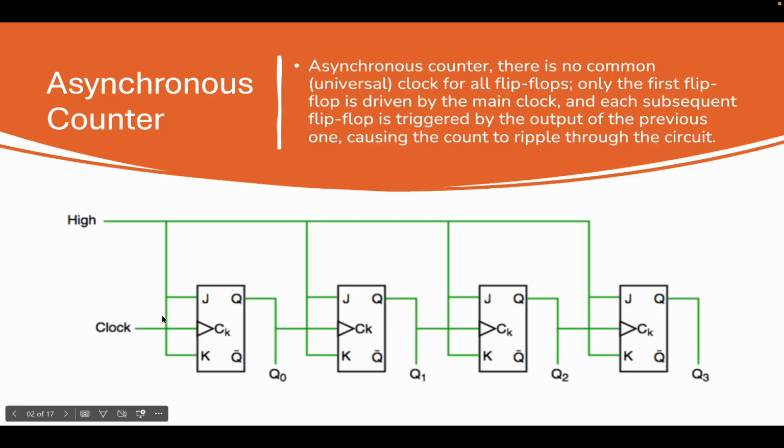So what happens in an asynchronous counter: the clock pulse is connected to the first flip-flop and the output of the first flip-flop is again given as input clock to the next flip-flop. There is no common universal clock for all flip-flops. Only the first flip-flop is driven by the main clock and the others are driven by the outputs of the previous flip-flop, causing the count to ripple through the circuit. Rippling is nothing but passing from one flip-flop to another flip-flop.